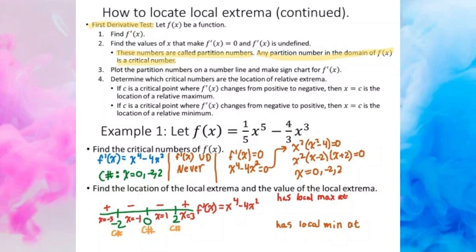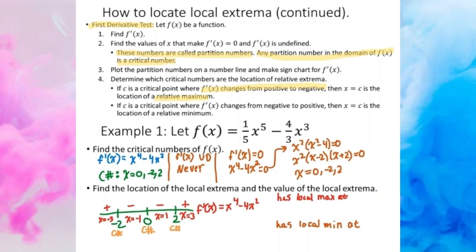Now that we've constructed our sign chart, we can determine where our function has a local maximum and a local minimum. Local maximums are going to occur at critical numbers where f prime of x changes from positive to negative. If we look at our sign chart, notice how around x equals -2, our derivative changes from positive to negative.